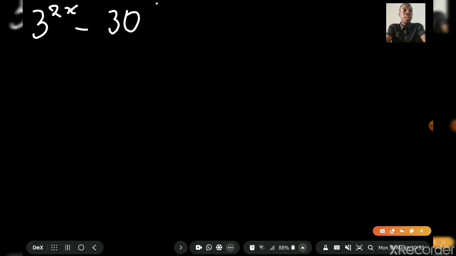Yes. In our last class, we were looking at exponential equations leading to linear equations, or how to transform exponential equations into linear equations. Today we'll be looking at how to transform exponential equations into quadratic equations. So if you are given an example like 3 raised to the power 2x minus 30(3 raised to the power x) plus 81 is equal to 0.